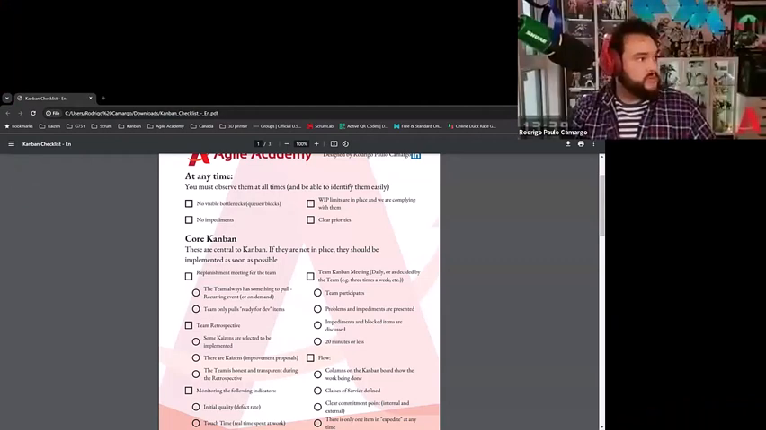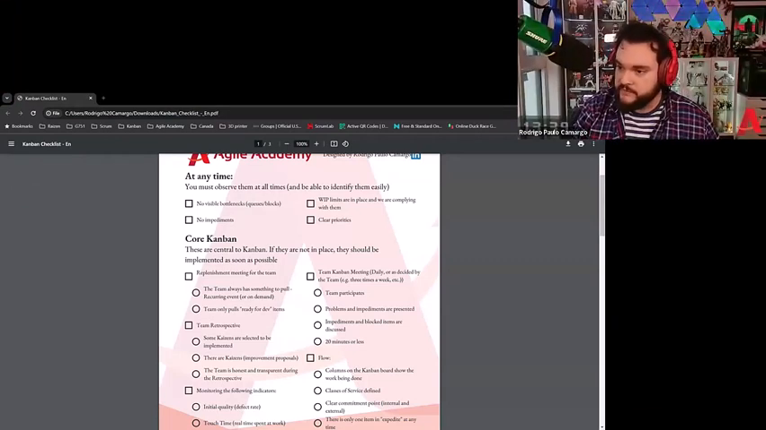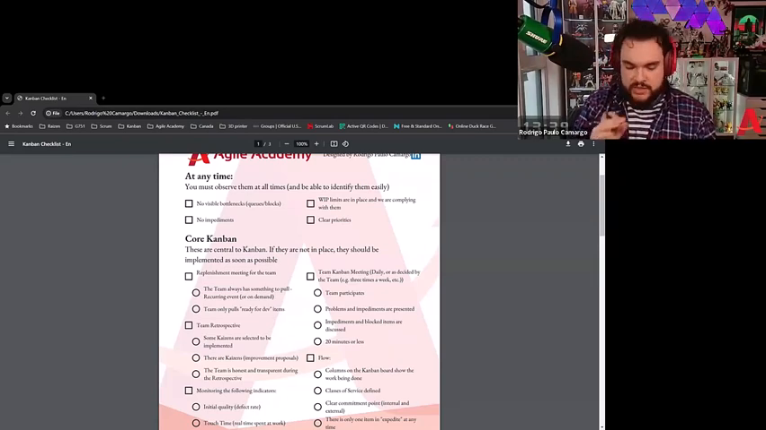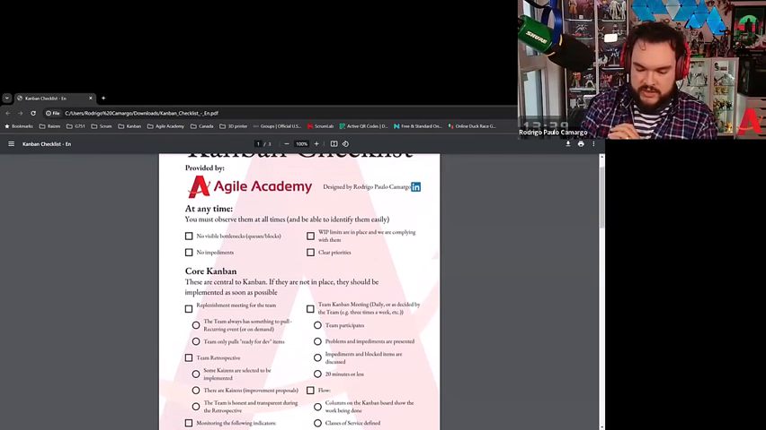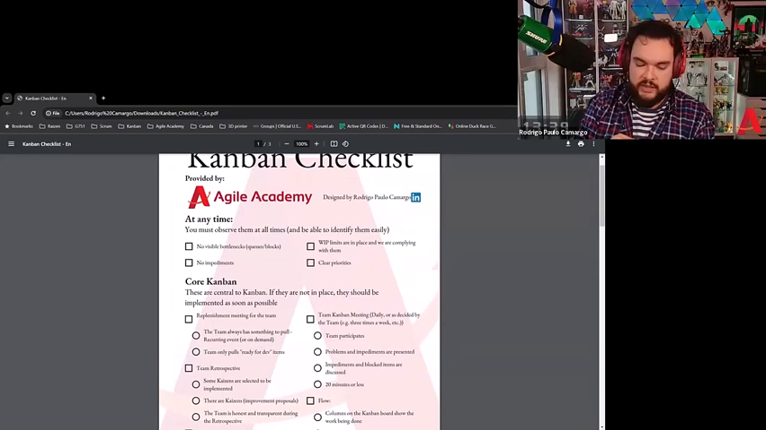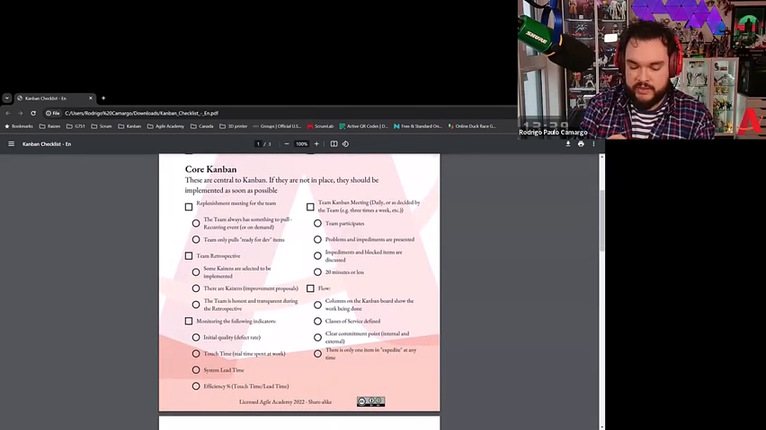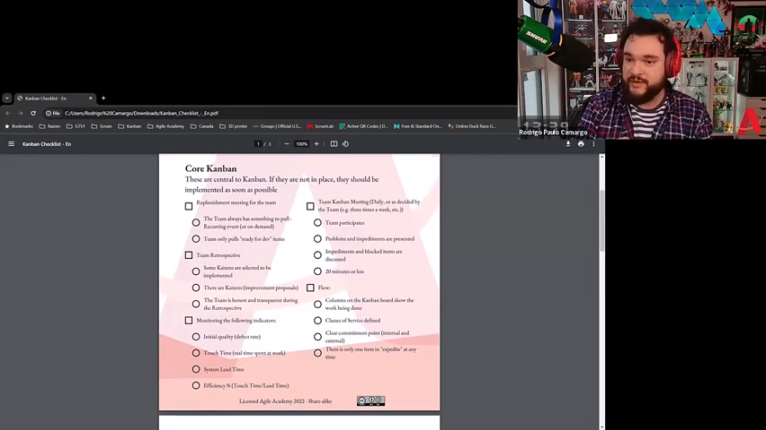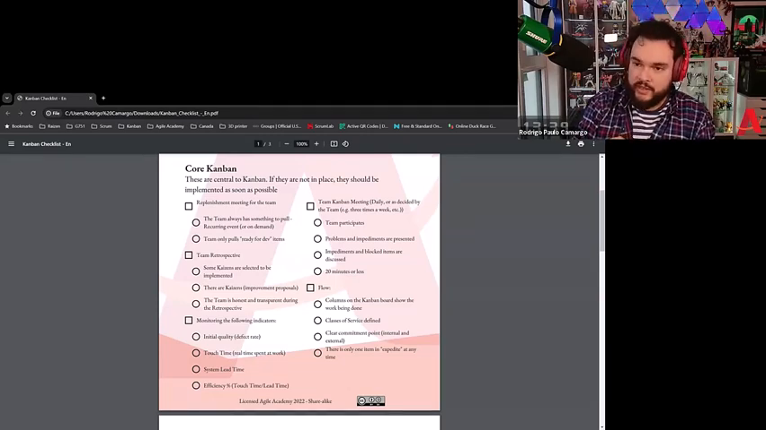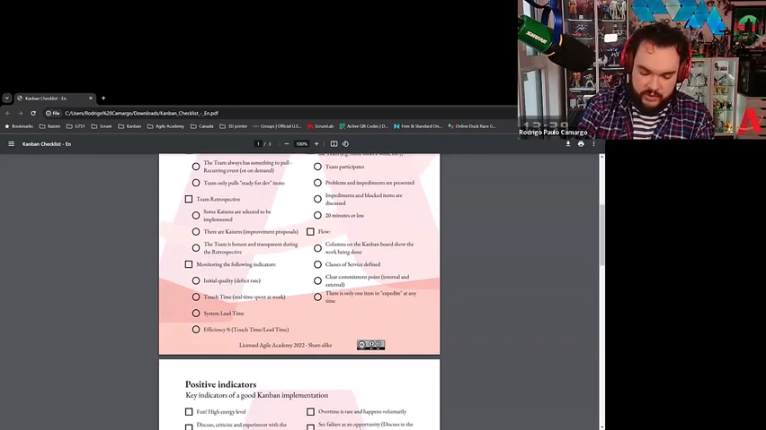So I will share my screen. Just let me know when you guys can see it. Yep. So basically what I did here is a short list. We first have the items you must be observing at all times and be able to identify easily. Then we have what I'm calling the core of Kanban. The idea here is that if these items are not in place, they should be implemented as soon as possible, the famous ASAP. So if you have anything that is not ticked here, you have a big problem. You need to solve it right away.